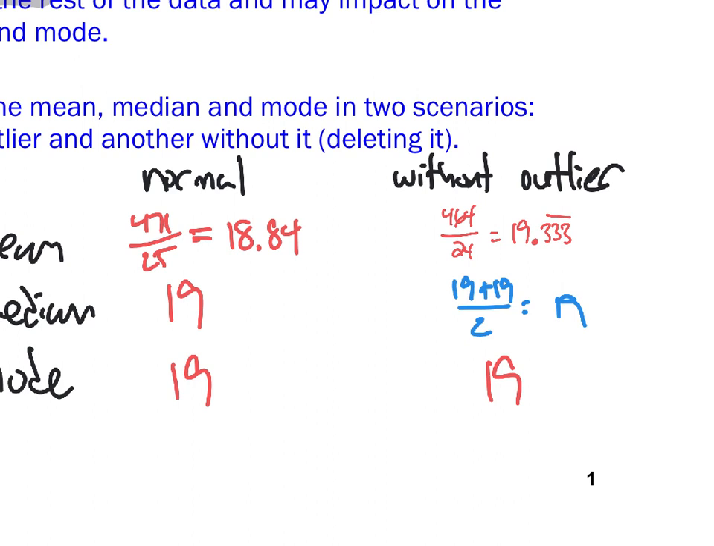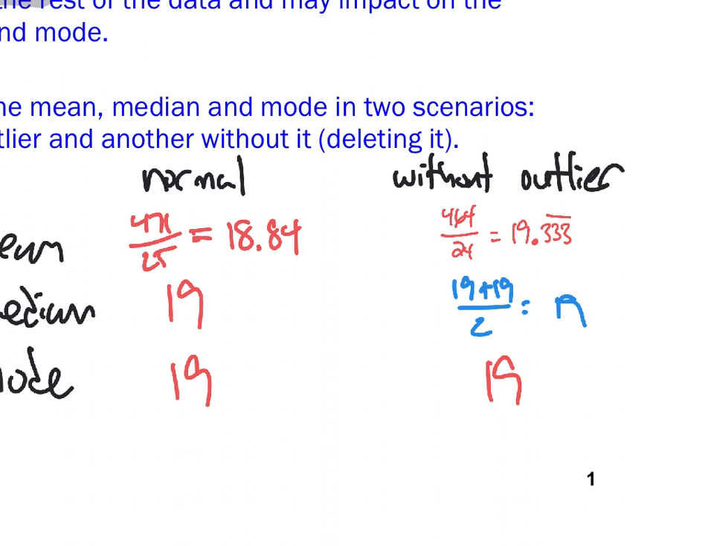Okay, so there is a wee bit of a change in the mean. There was no change in the median, no change in the mode, but there was a change of roughly 0.5, half a degree in temperature by dropping the extreme value. Okay? By dropping the extreme value. All right? So that's what we see.